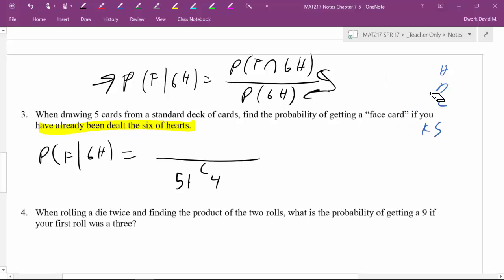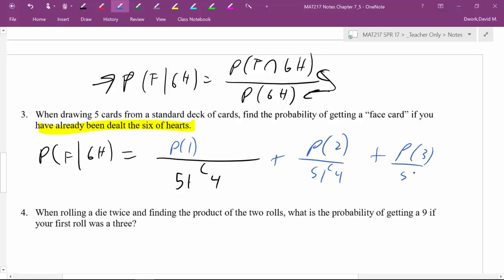So, what seems the easiest? Well, I would need to do the probability of me getting exactly 1 of them plus the probability of me getting 2 of them, right? So that would be this one. Probability of me getting 1 plus the probability of me getting 2 over 51 combinations 4, plus the probability of me getting 3 over 51 combinations 4. This seems like a lot of work.